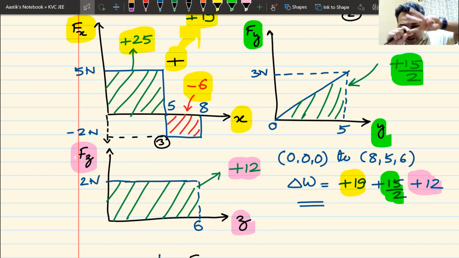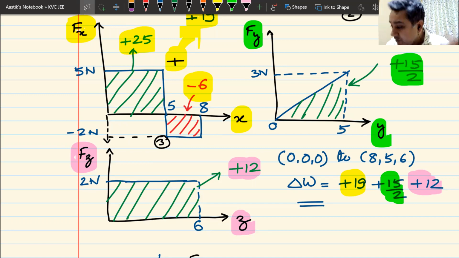One force acts along x, one force acts along y, one force acts along z. I had to find out the total work done by all these three forces. How did I do it? I found out the work done by the first force, that was plus 19. The second force, that was plus 15 by 2. The third force, that was plus 12. I added all these three works and I had the answer.